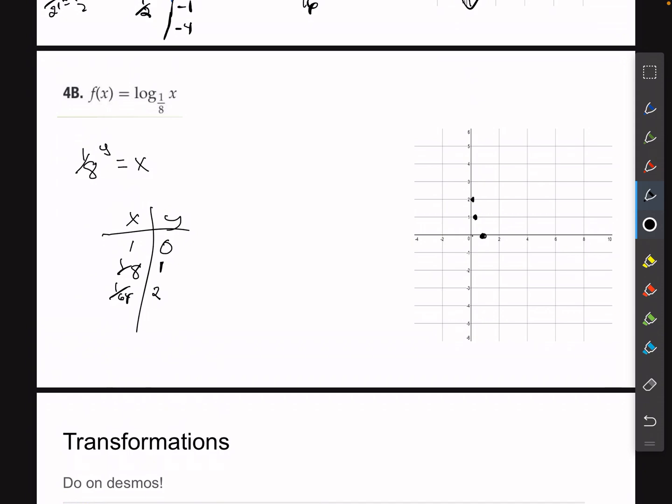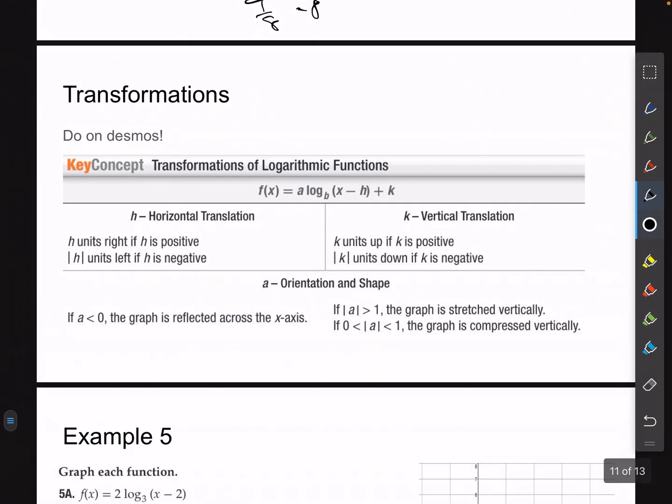What if I plug in a -1 for y? If I plug in a -1 for y, I'll be at 1/8 to the -1, which is 1 over 1/8 to the first power, which is equal to 8. So at -1, I'm at 8. Over here, I'm going to go 8, -1, and I got that thing happening. So it's kind of this pattern here. A little different, right? Okay, so that's 4b.